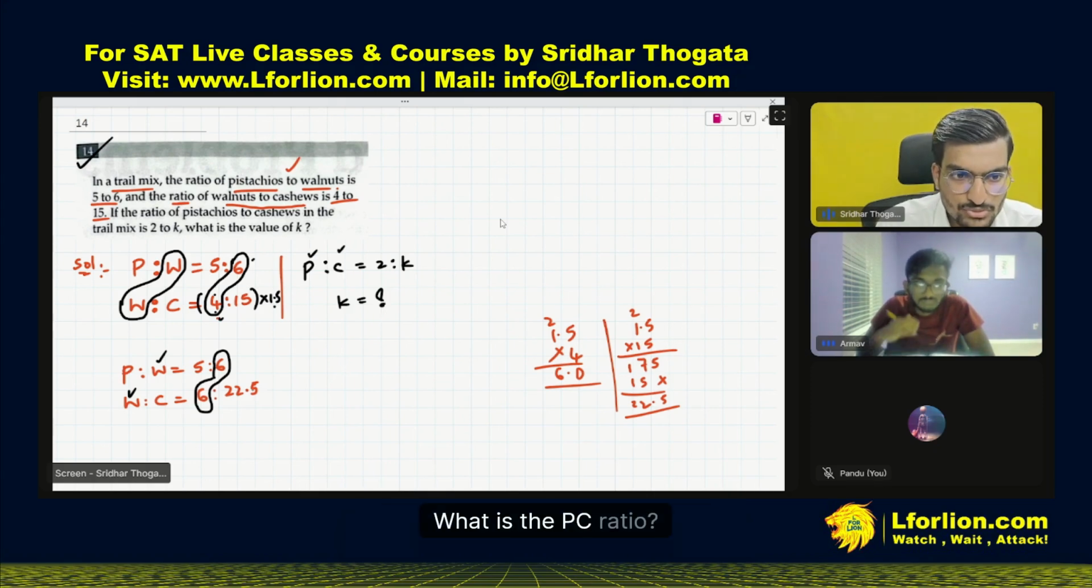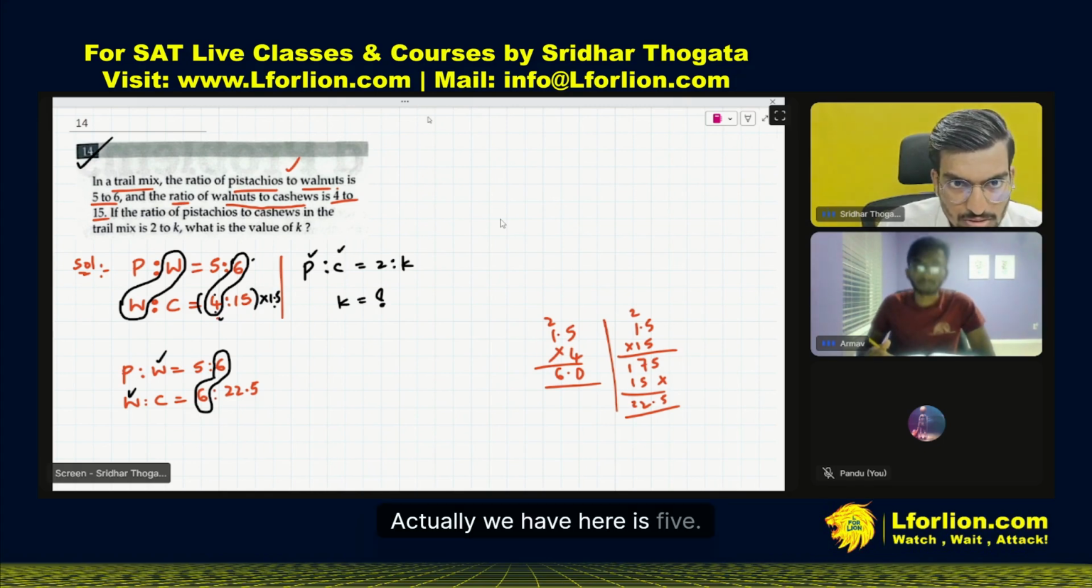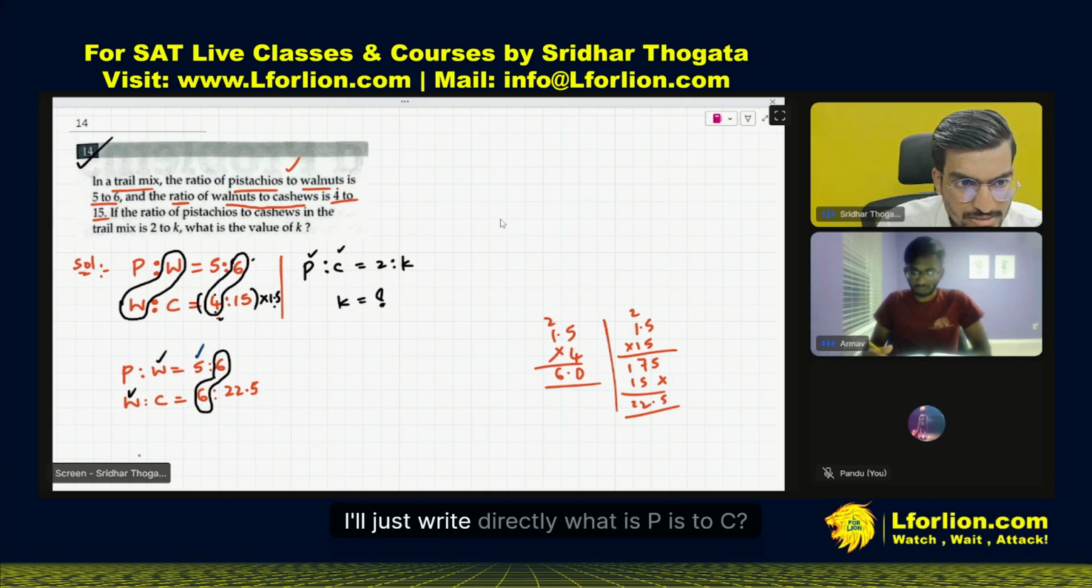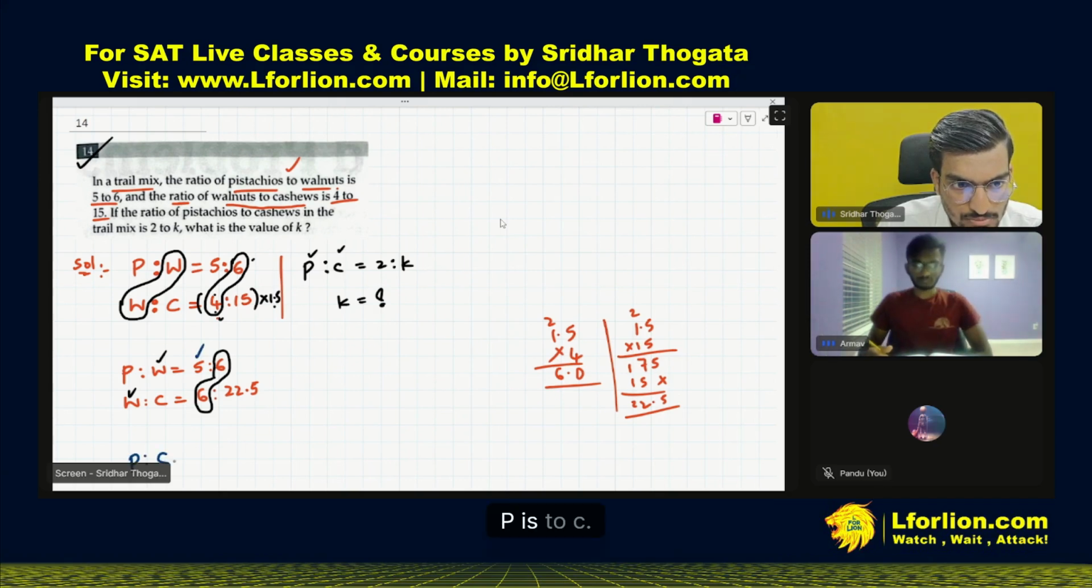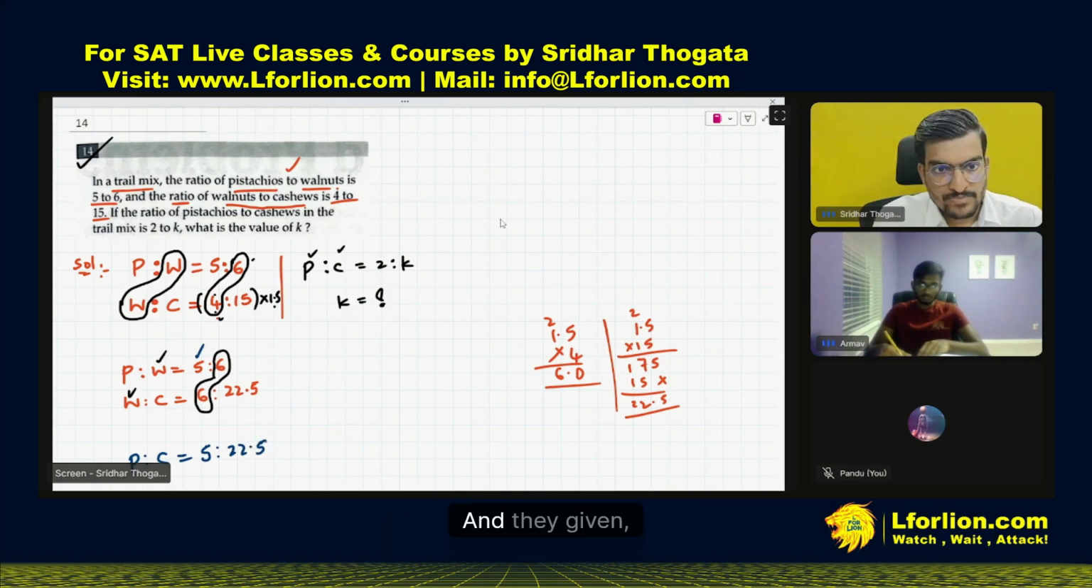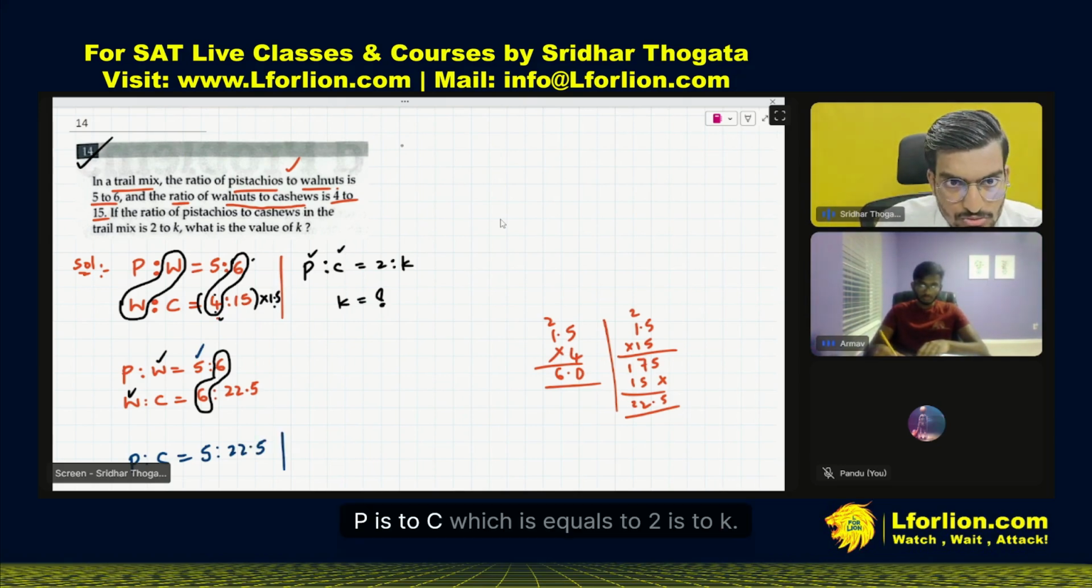What is the P is to C ratio now? They are in proper format now. The P is to C ratio we have here is 5 is to 22.5. You got it? And they gave P is to C equals 2 is to K.